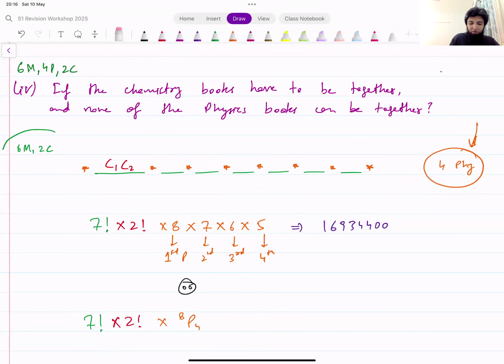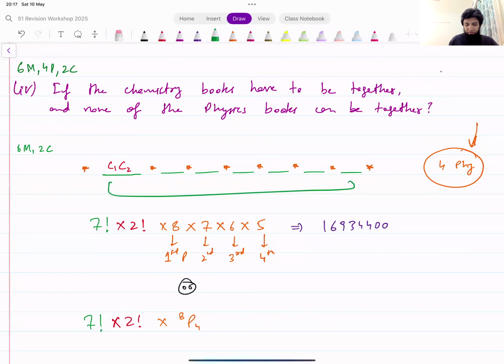So initially, we could make 8 dashes for them like this, right? 1, 2, 3, 4, 5, 6, 7, 8. However, we want the chemistry books to be together. If chemistry books are together, what we can say is let's merge 2 of these dashes so that we can place the 2 chemistry books in that single dash so that they remain together.